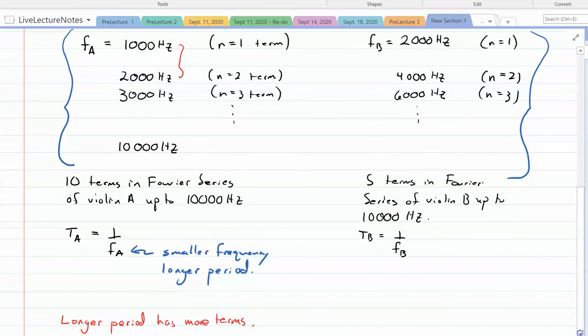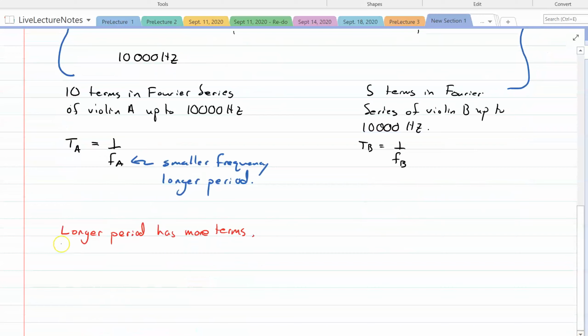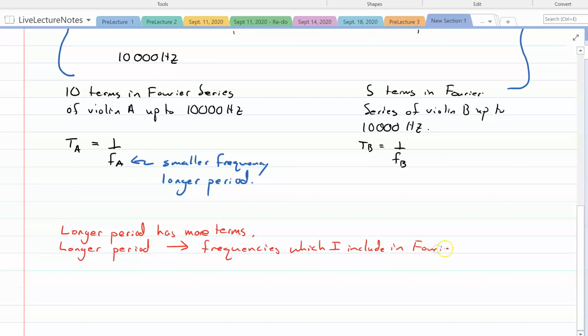That's a general feature. The longer period means that the frequencies which I include in the Fourier series are more closely spaced.